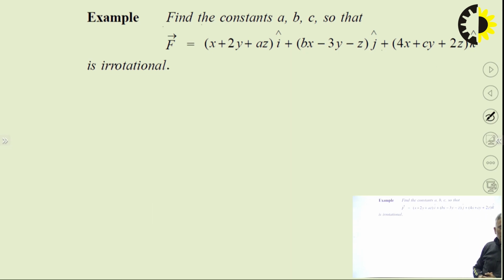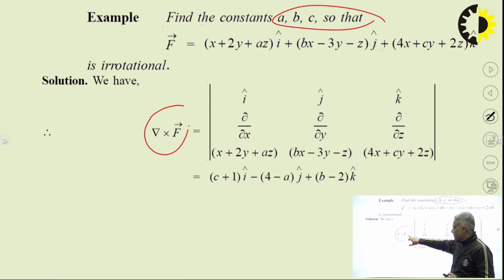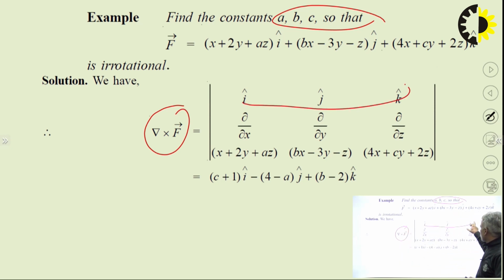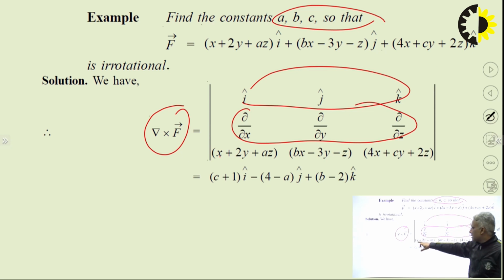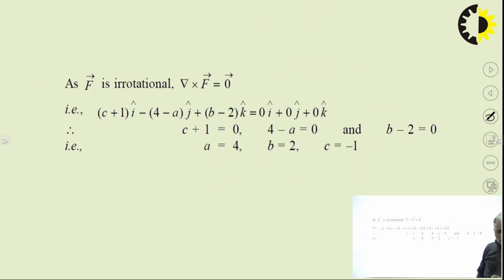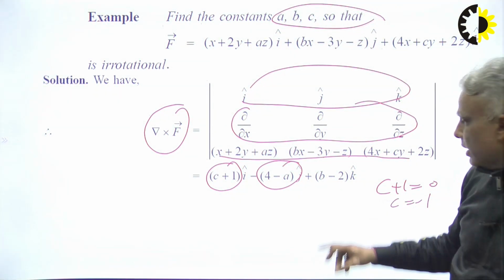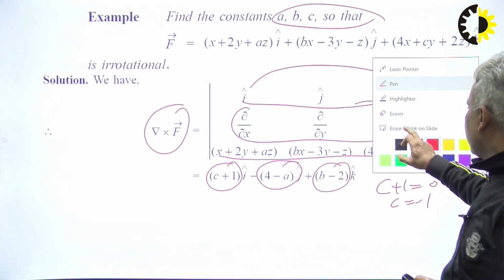Now suppose a vector is irrotational, and we ask what the values of a, b, c will be. Look here very carefully. We calculate a numerical with the help of irrotational. First, we calculate del cross f using the first row and second row, and this is part of the vector point function. Suppose this component is 0. It will be 0 if c plus 1 is equal to 0, so c is equal to -1. Suppose this is equal to 0, so a is equal to 4 and b is equal to 2. In this way we can find the values of a, b, c.